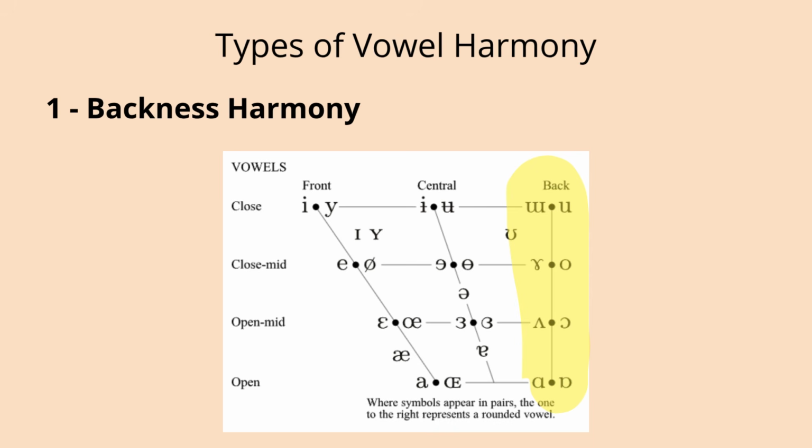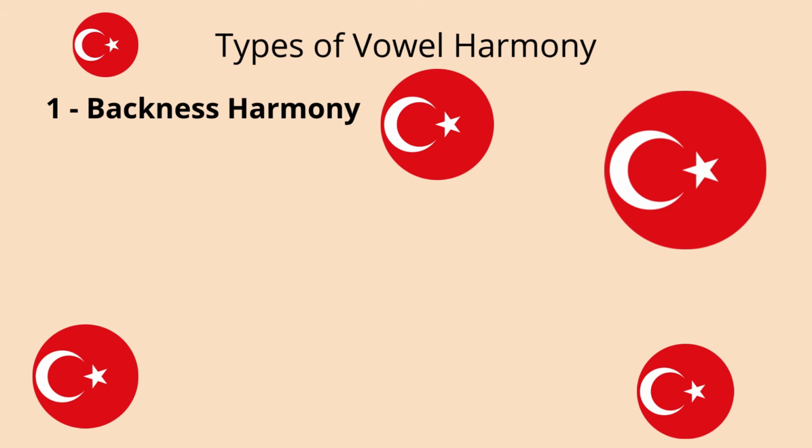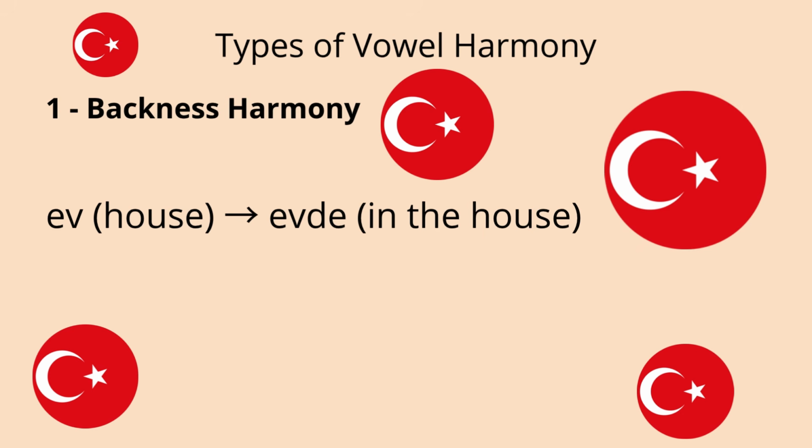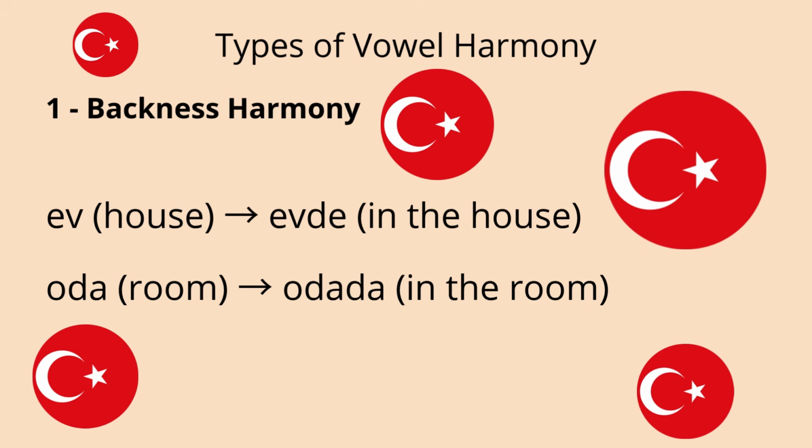If a word's root contains a front vowel, all suffixes must have front vowels. If it contains a back vowel, suffixes must have back vowels. Turkish is a classic example of a language with strong backness harmony. Look at how the locative suffix, the equivalent of the particle in, changes. Ev, meaning house. A word with the front vowel e becomes evde, in the house. Oda, meaning room. A word with the back vowel o becomes odada, in the room.